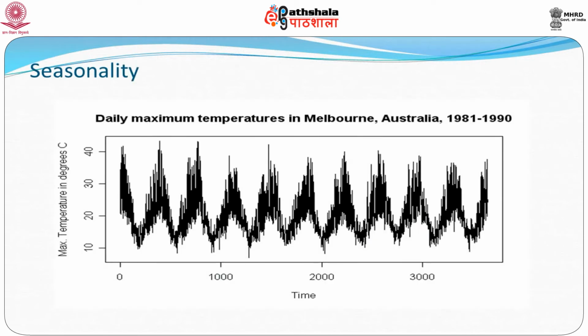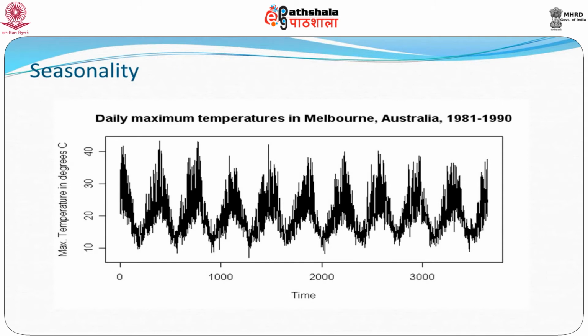As opposed to this, this is the daily maximum temperature in Melbourne in Australia between 1981 and 1990. And you will see that the maximum temperature has a cyclical structure. This is because in Australia, where you have the winter during the months of May, June, July and August, the maximum temperature would be low, whereas during the summer months of November, December, January, February, the maximum temperature would be much higher.